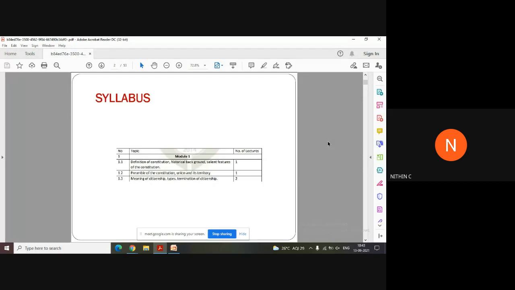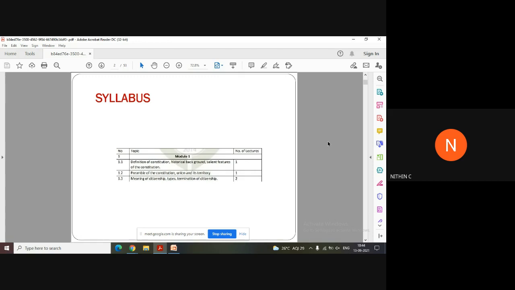Okay, fine. So basically, in the first module, we were dealing with some of the basics regarding the Constitution, and that included the basic definition of Constitution, then historical background of our Constitution, then most importantly, the salient features of our Constitution. Then the second part of the first module was dealing with the preamble of the Constitution and the certain specific terms that have been included in the preamble. All those terms were discussed.